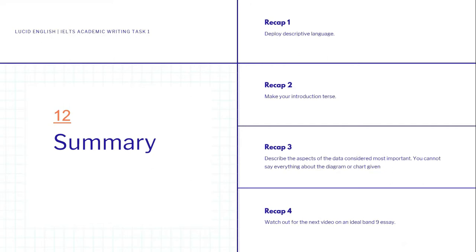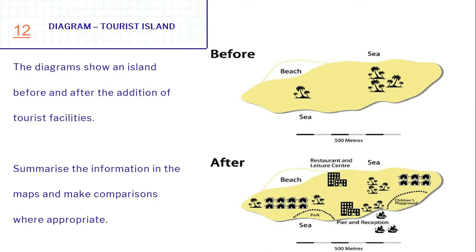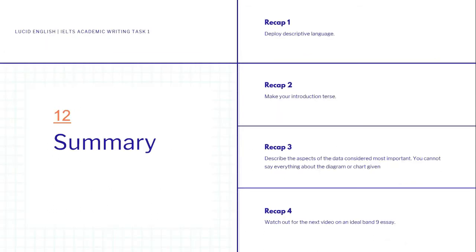Let's quickly have a recap of what we did in the last video. One, while giving out the tips, we mentioned that the first thing you should know is you have to deploy a descriptive language. Remember, you are describing the image you have been given, the diagram or the graph, such that somebody who has not seen the image before can have an image of it in mind, and it looks exactly as what you saw when you wrote that essay. Another thing is, make your introduction short. Your introduction must not be too long. Rarely should you have two sentences. It is expected that you have just one sentence, and it should capture everything the diagram is all about. Number three, describe the aspect of the data considered most important. There are some things that you must mention, and as we continue, I'm going to show you that.